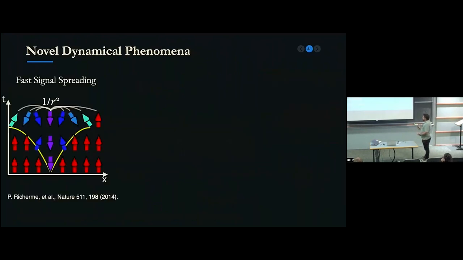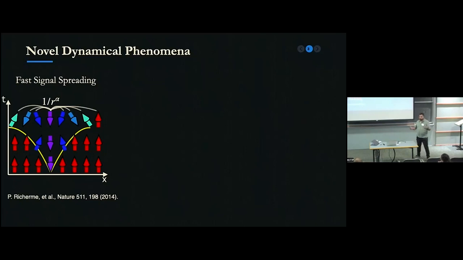Okay, so as we have seen also from the previous talk, there are a lot of interesting phenomena that arise due to long-range interaction. So we are interested in them because they come by in this kind of experiments, and we want to study them more because we think that they are a good resource of novel phenomena that we can use in quantum technology. So, for example, there is, of course, the fast signal spreading.